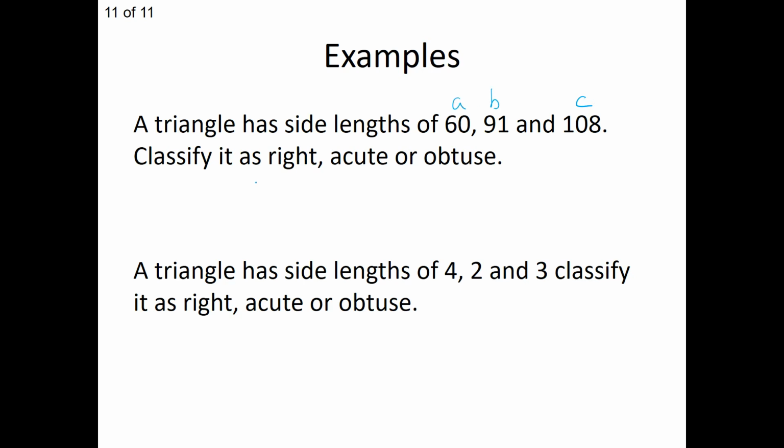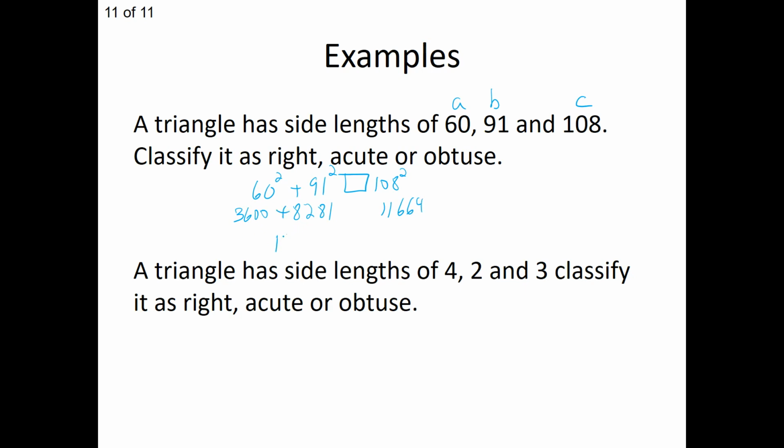So what we're testing is 60 squared plus 91 squared and 108 squared. We're going to test to see what is the relationship between these expressions. Is that going to be less than, equal to, or greater than? And we'll figure out then, based on that information, whether it's right, acute, or obtuse. So 60 squared is 3,600. 91 squared is 8,281. And 108 squared is 11,664.